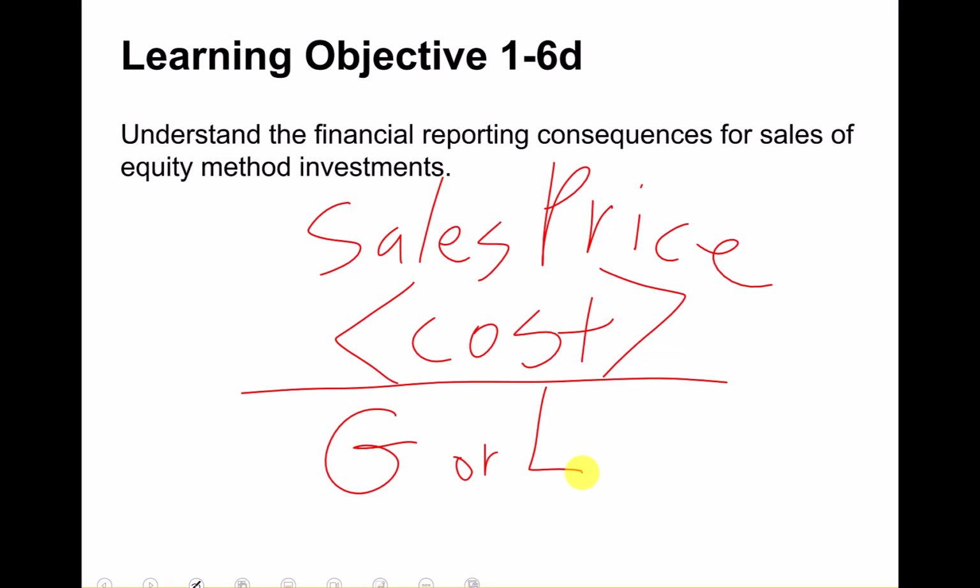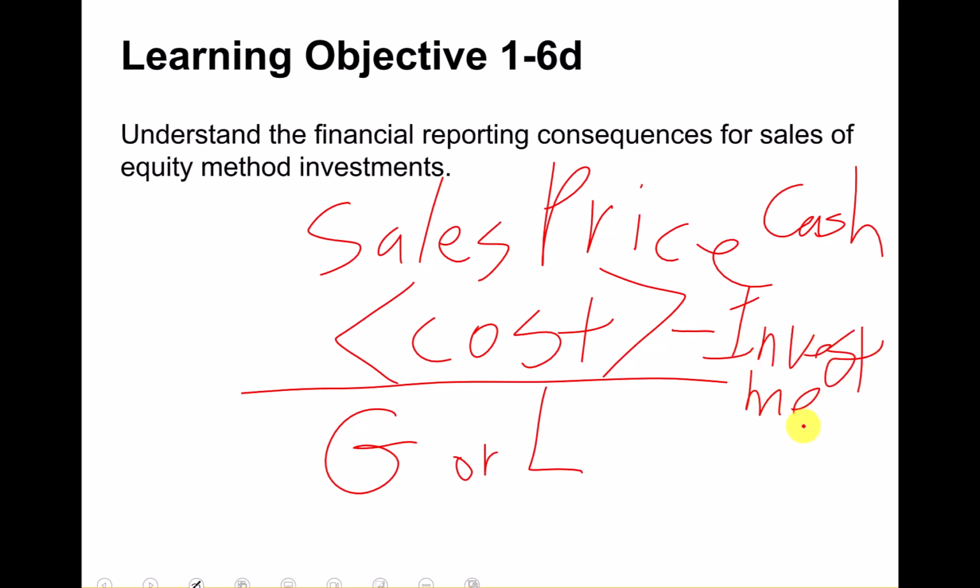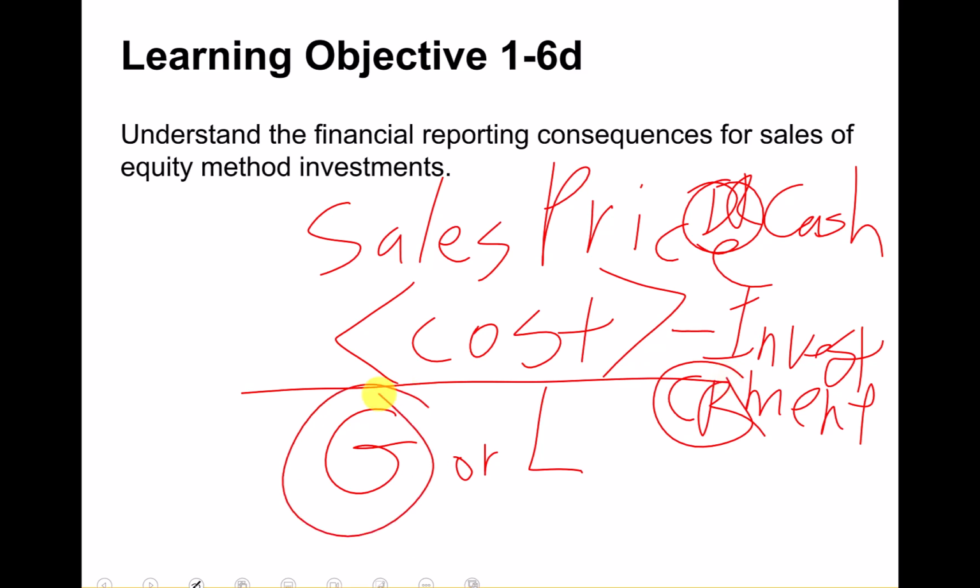The sales price, in the simple situation, is the cash you get when you sell something, so debit cash. And here, you're getting rid of the investment asset. You're reducing this asset, so you're crediting the asset. So debit cash, credit the investment. And if this debit is bigger than this credit, the excess credits go to a gain revenue account. And just the opposite, to balance out, you're going to have a loss.